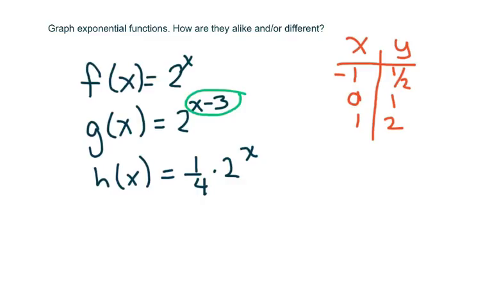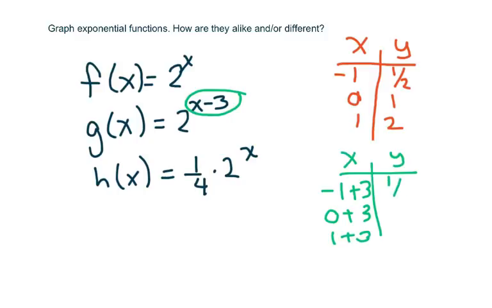All right, and now, so basically the table would be -1 plus 3, 0 plus 3, 1 plus 3. And that's just what we did. And your y is the same: 1/2, 1, and 2. So that goes with this one. And the red goes with the first one.